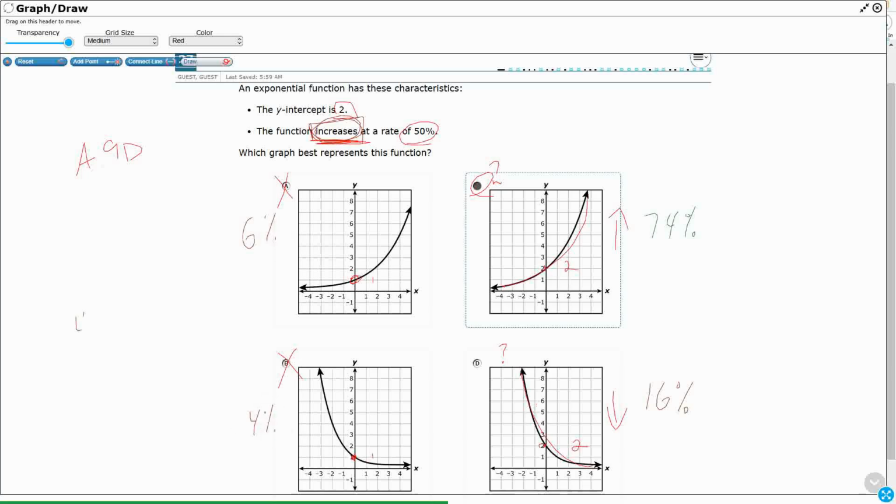This was our 4th easiest item on the test. Students did a really good job with graphing exponential functions.